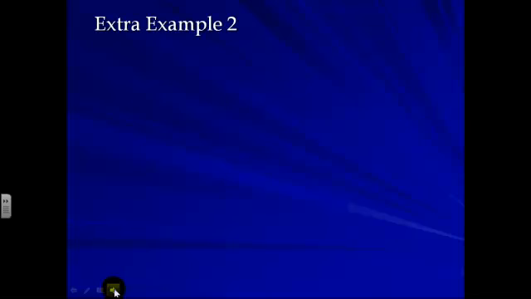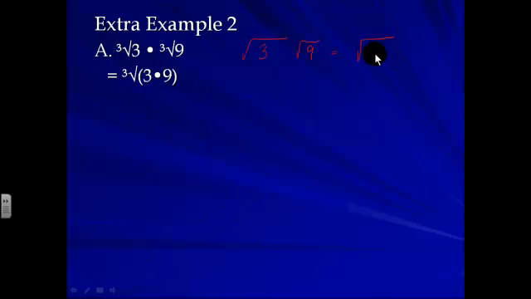Alright, another example. Let's say we have the cubed root of 3 times the cubed root of 9. Well, first thing is, just like in a square root, I can combine these. So I can combine, if I had the square root of 3 and the square root of 9, remember that was equal to the square root of 27. Well, I can do the same thing here. So I'm simplifying. So this becomes the cubed root of 27.